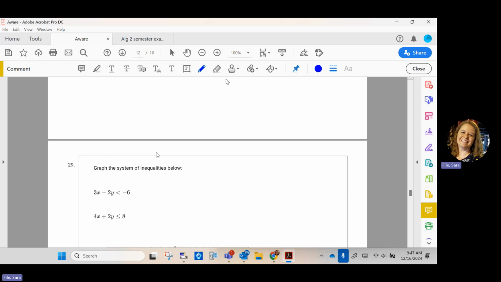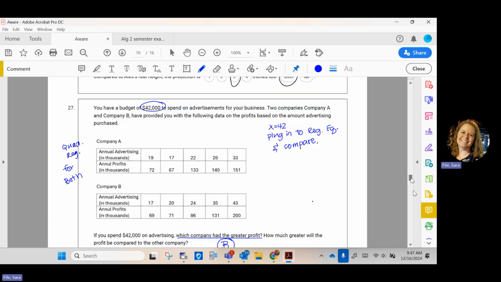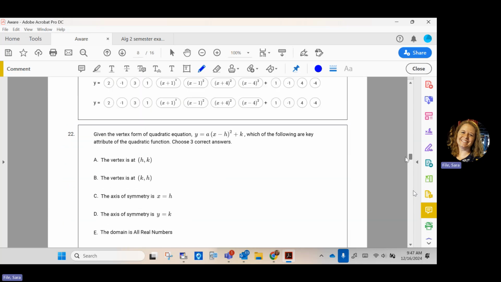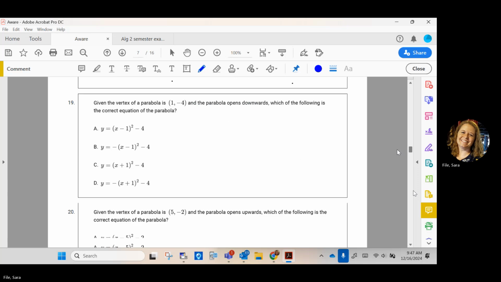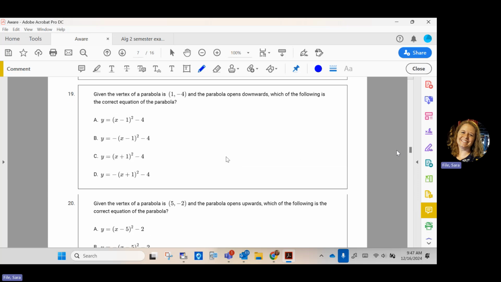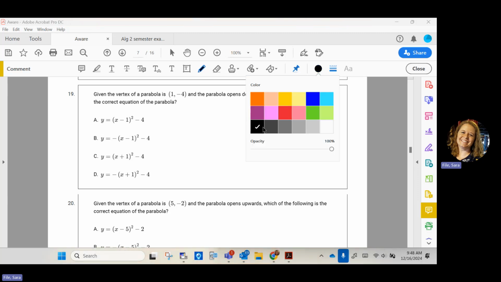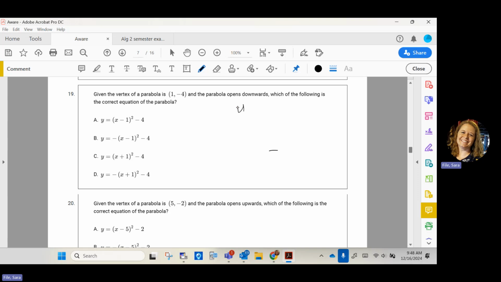Looks like it. So I'm going to jump back up to where we were working before. We're on 19. Okay, so let's take it back to 19. It says, given the vertex of a parabola at (1, -4), the parabola opens downwards. Which of the following is the correct equation for the parabola? So again, with any of our functions, it's not just parabolas, it's with those absolute value functions as well. You've got to know your transformation rules.